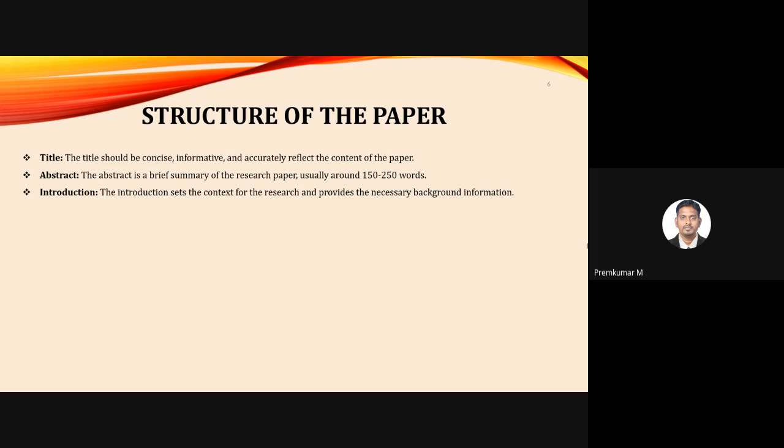After the keywords you have to keep the introduction. The introduction sets the context for the research and provides the necessary background information. Most of the time, people club the introduction section and the literature section, which is what modern journal publications do. Try to follow this: don't keep a literature review separately. In the introduction itself, discuss the background information.